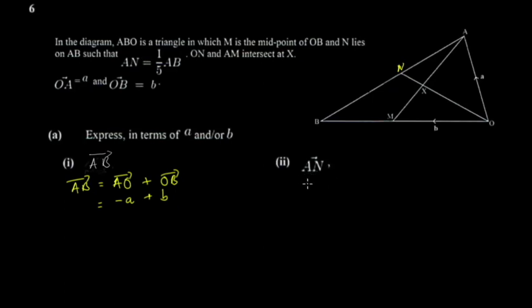And AN, so AN is equal to, so A to N. Now you're getting from A to N. You can use this decoder here. Okay, so you're told that it's equal to 1/5 AB, like this. So 1/5 your AB is equal to negative A plus B.